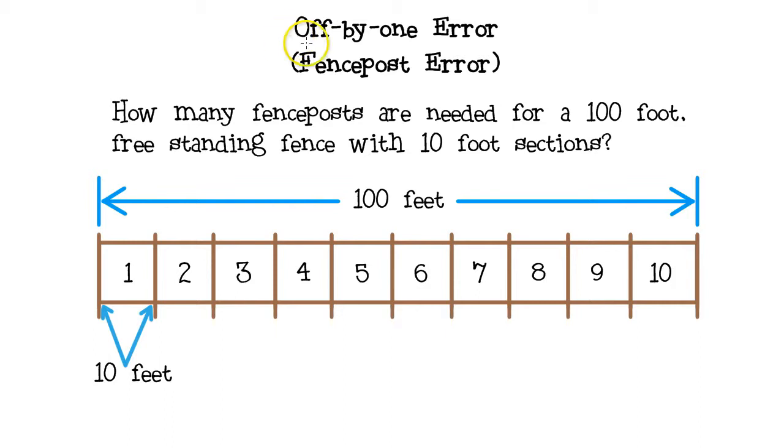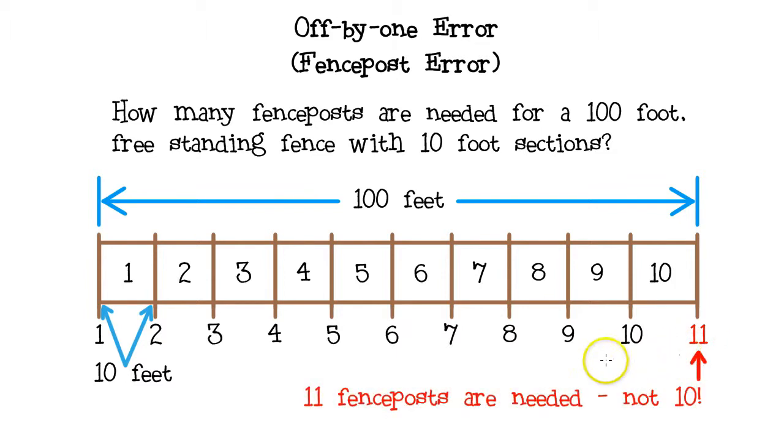The off by 1 error, or fence post error, is a classic error in computer programming. Here's an example. How many fence posts are needed for a 100-foot long fence with 10-foot sections? There are 10 sections, but how many posts are needed? I've numbered the posts 1 up through 11. An extra fence post is needed, so 11 fence posts are needed, not 10. This is a classic programming error with loops. Always be mindful of this for every loop you make and test your program carefully.